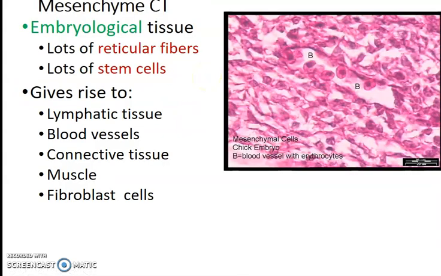Okay, mesenchymal connective tissue. Its other name is embryological connective tissue. I just like saying mesenchyme. It has lots of reticular fibers, lots of stem cells. This actually gives rise to all lymphatic tissue, all blood vessels, all connective tissues, muscles, and fibroblasts. So this is where most tissues come from, is mesenchyme. Now, adults have some mesenchyme. They're actually working on trying to stimulate it to grow organs and grow back muscles and stuff. And I have no idea how they're doing on that research.